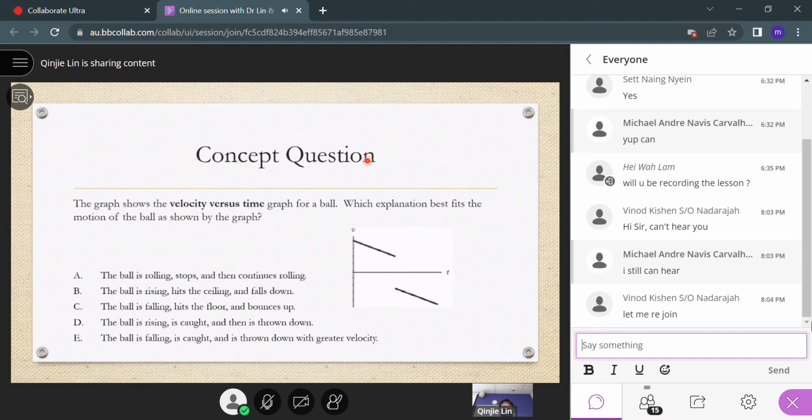Okay, here's a concept question for you all to think about. The graph shows the velocity versus time graph for a ball. Which explanation best fits the motion of the ball as shown by the graph? This is a velocity-time graph. So which of these will fit this the best? Yeah, you all take a minute to think about it.